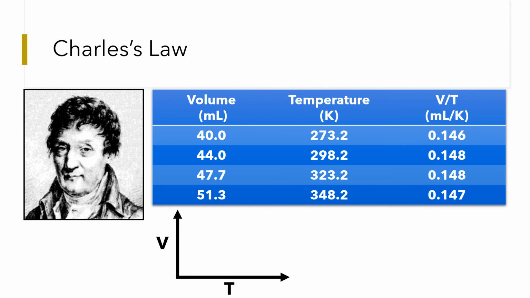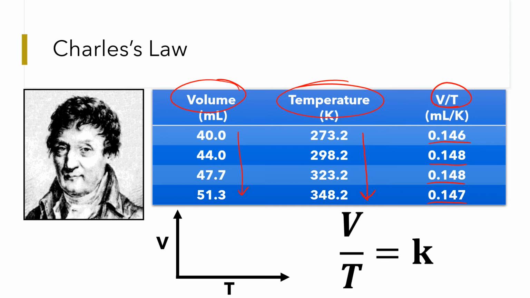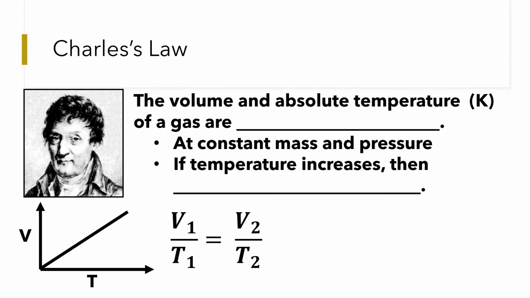So we have Charles' law now. Note that Charles' law deals with volume and temperature. As we increase our volume, the temperature also increases. And when we divide these values, y'all, note that these are constant values. So we can set it equal to a constant if we divide these values. So I want you guys to draw this graph here and write these guys down.